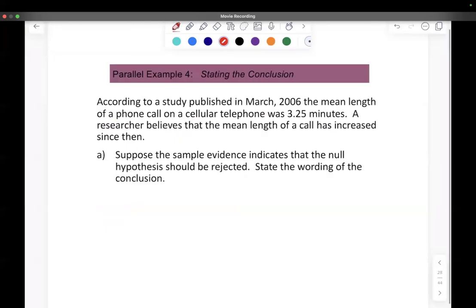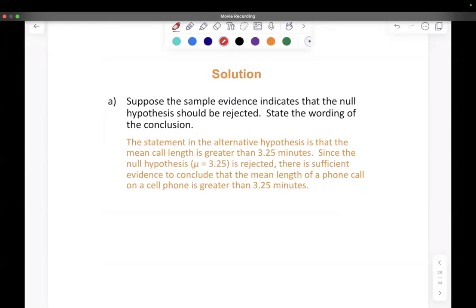Okay. So I'm going to show you what the wording would look like for these conclusions. We're going to write the conclusions. They give a lot more words than I give. I don't write as wordy conclusions as they do. So here we're supposing that our sample evidence indicated that our null hypothesis should be rejected. So I'm going to show you the wording of the conclusion. Look how long their wording is.